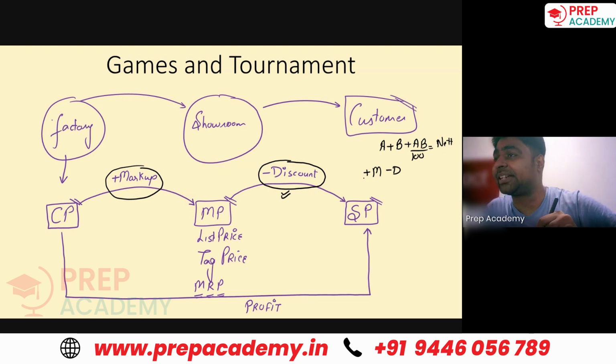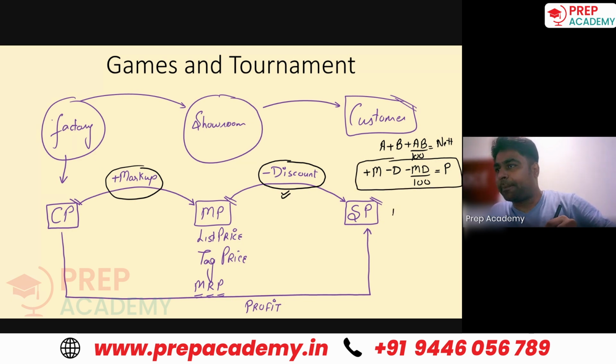So the discount would be minus. Now, what is plus into minus? Minus. It is minus MD upon 100. And what would be the net thing from cost price to selling price? Profit.